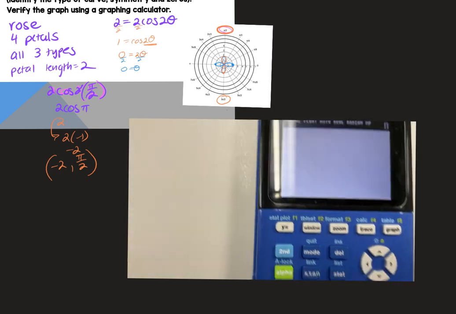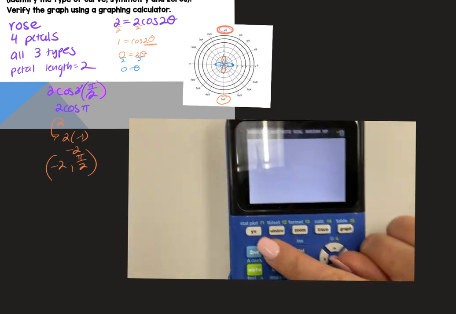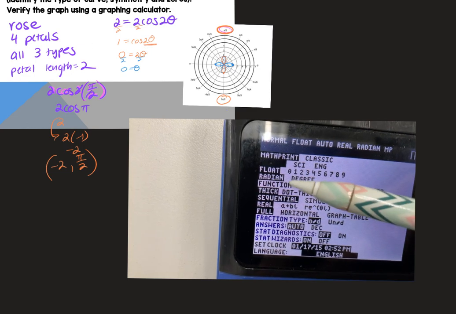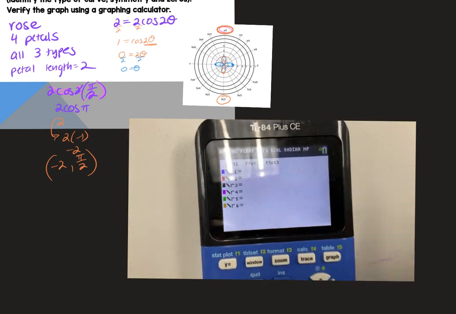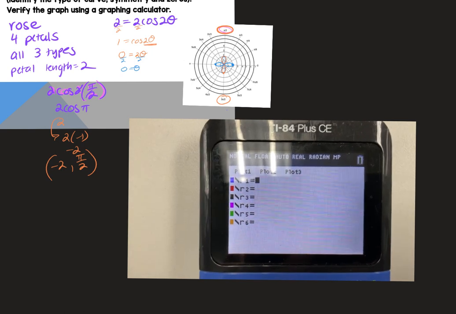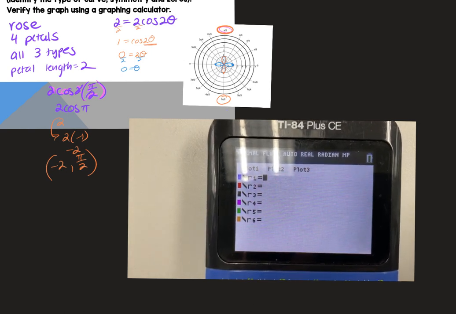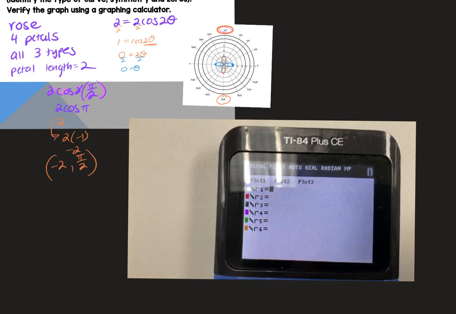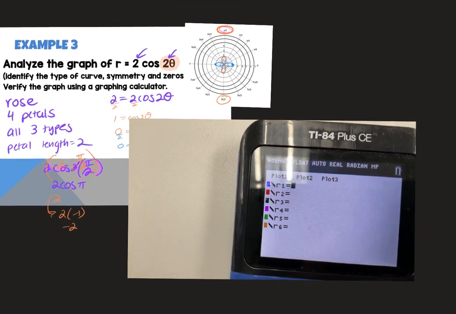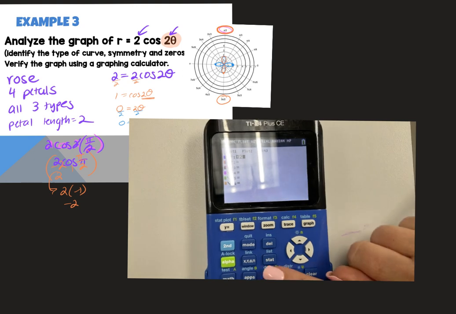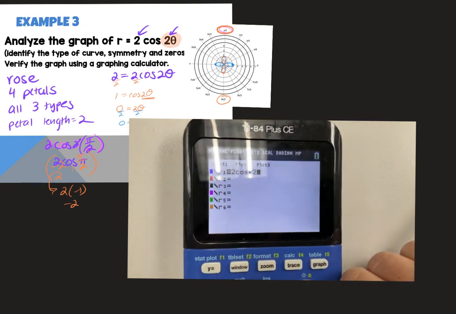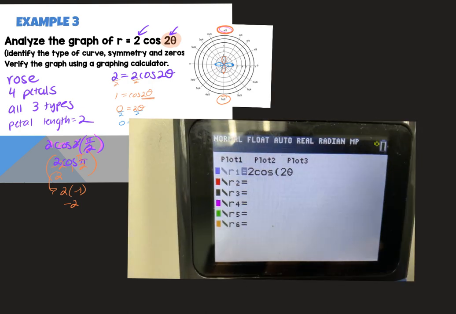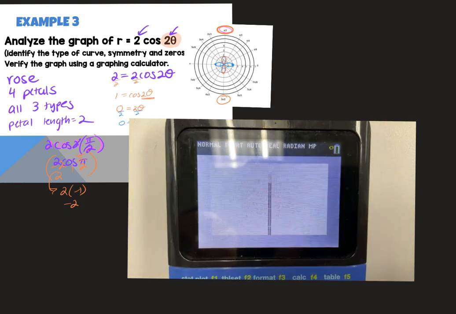All right, so first you want to check your mode. You've got to be in both polar and radian. Then when I go to my y equals, it's going to give you an r instead of a y. I am recording. I know it's glitchy, but I am. I'm on example 3, so I'm going to type in 2 cosine 2. When you hit the variable button this time, it gives you theta. I'm going to hit enter and then I'm going to hit graph.